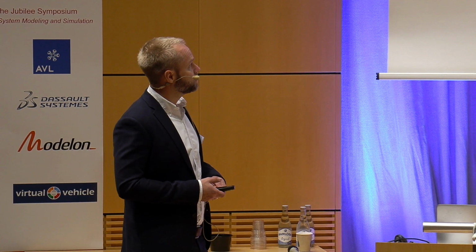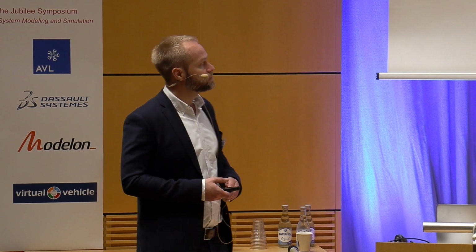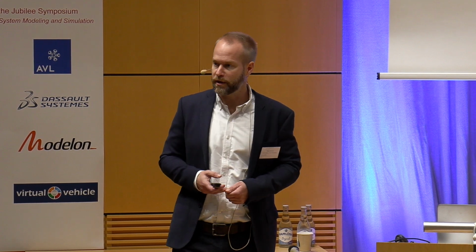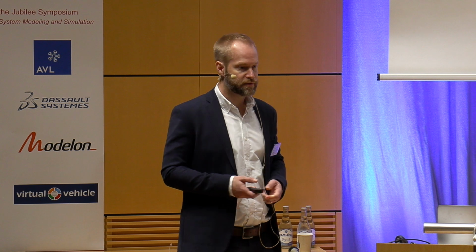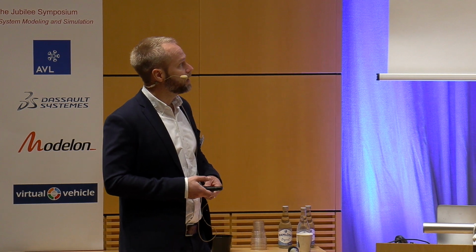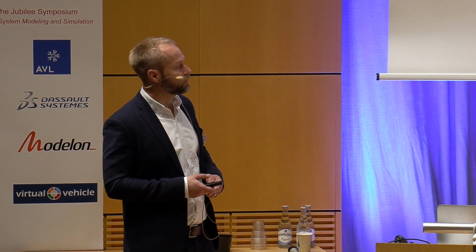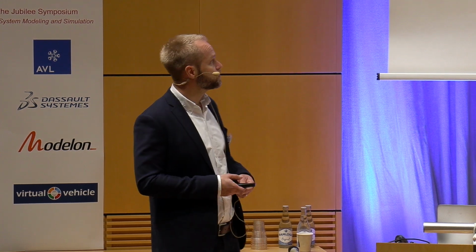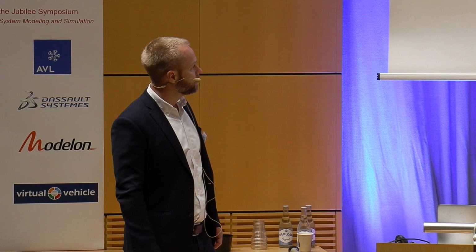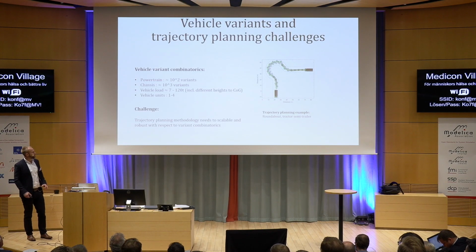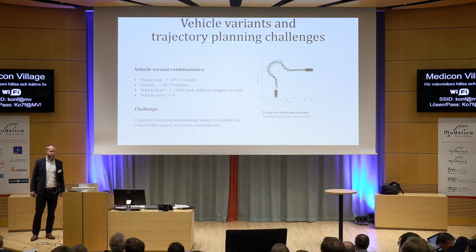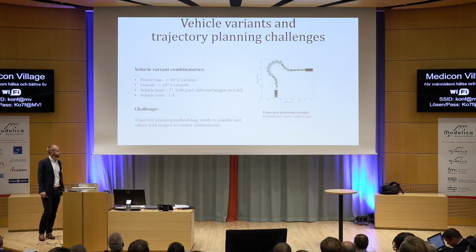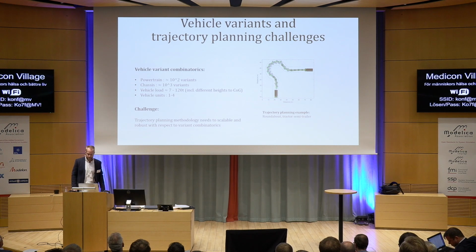We also have a huge difference when it comes to vehicle load. The load can vary between 7 and 120 ton, including different center of gravity. And as we have seen before, we also have a variation in the number of vehicle units. Most normally we have 1 to 4. So this is also something that we need to consider when choosing methodology for trajectory planning, that it needs to be robust and scalable with respect to variant combinatorics.